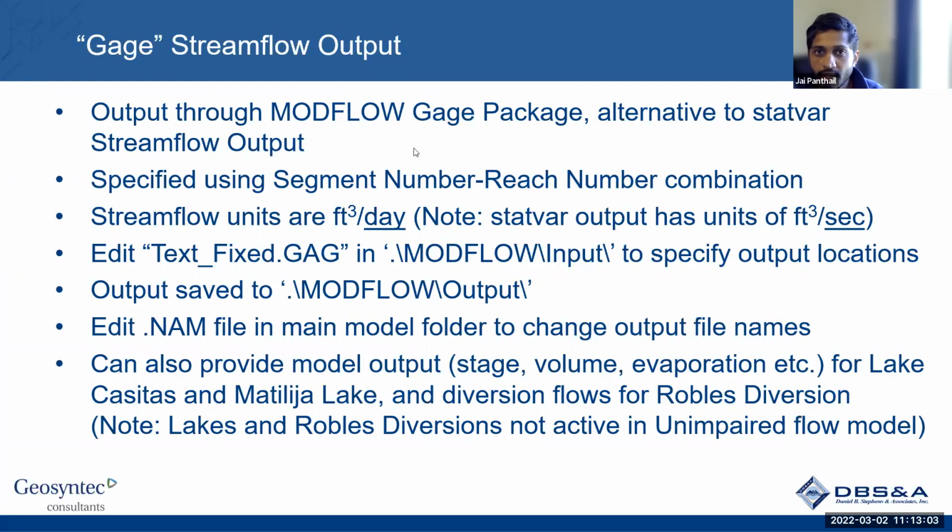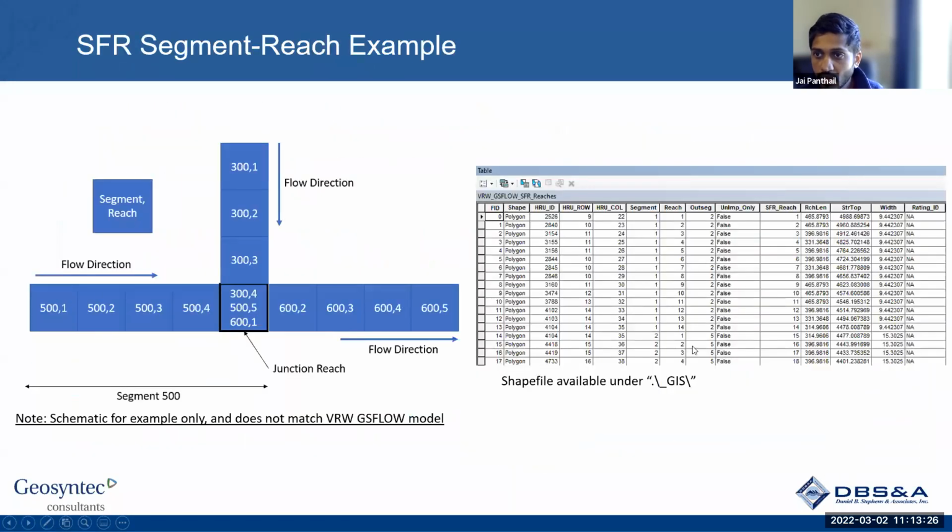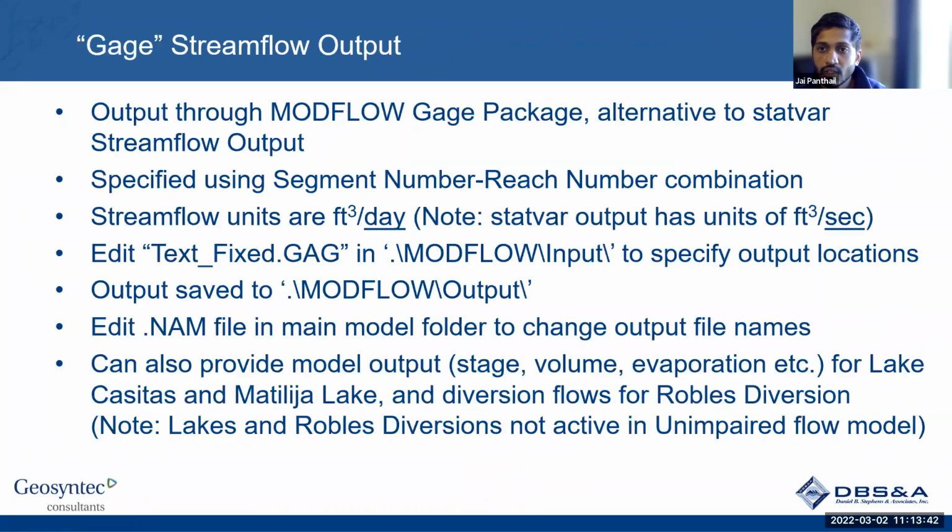So quickly recap that again. The gauge streamflow output is an alternative to the STATWAT streamflow output. Compared to the STATWAT output, where you give it the SFR reach number, here you have to specify the segment number, reach number combination. So STATWAT output, you need to give it the SFR reach number, and for the gauge output, you need to give it the segment number and the reach number combination for the locations that you want to output streamflow for. As I mentioned earlier, the units are feet cubed per day when the flow is output this way compared to CFS through STATWAT. So if you want CFS, you'll have to divide it by the number of seconds in the day.